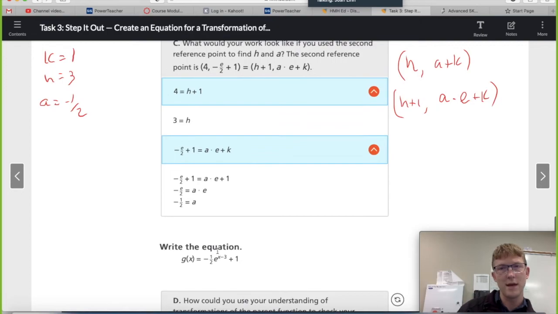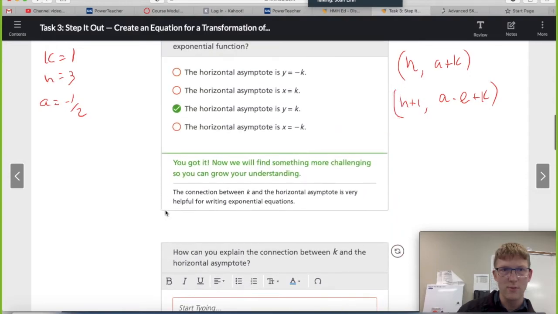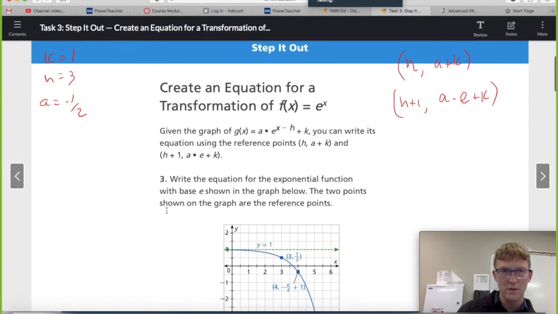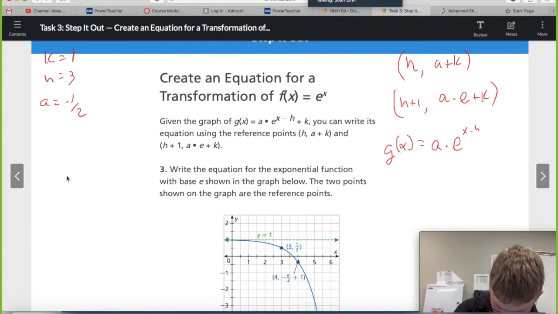So now that we've got all that, though, we can write our equation. So remember, our general form for our equation was up here. So our g of x is equal to a times e to the x minus h, plus k. So we know all of those. So our g of x is going to be equal to a, which is negative 1/2, times e to the power of x minus h, which is 3, plus 1.